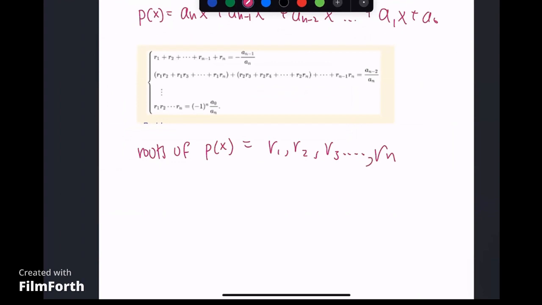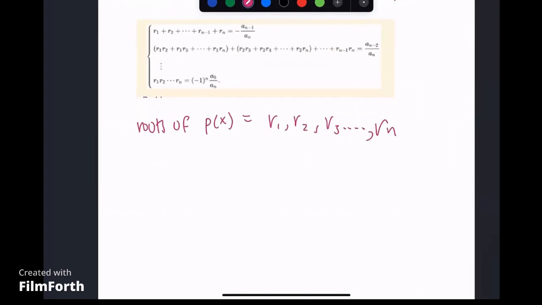Notice that when we say r1 all the way to rn, it doesn't necessarily mean that all these roots are real. They could be complex, or they could be something really confusing. We don't really care about it. We just care about the relationship between them. We don't care about their individual values, right? So what Vieta's formula tells us is the relationship between the roots.